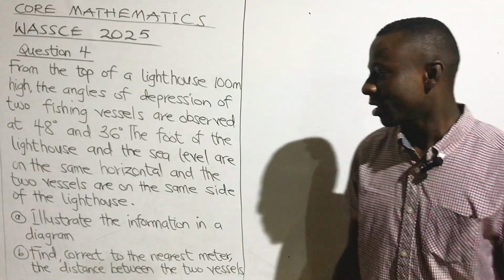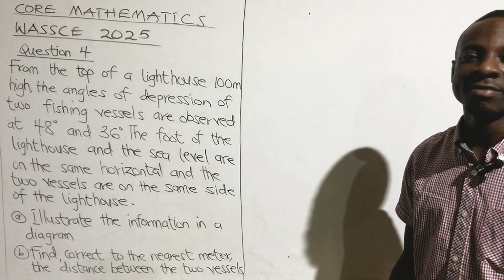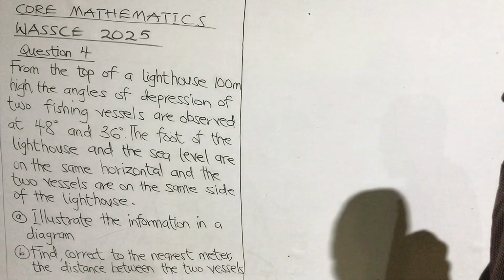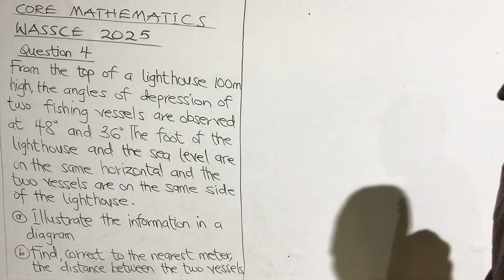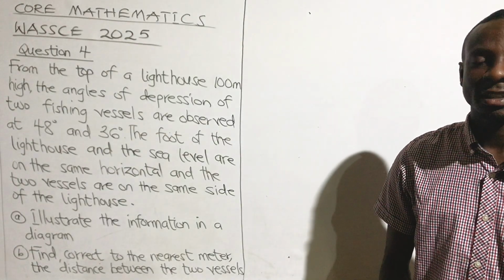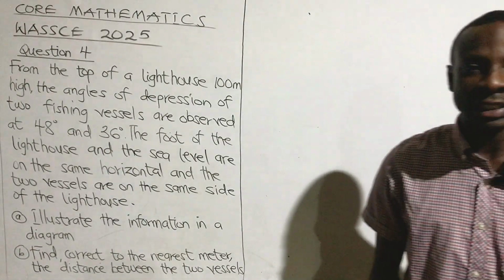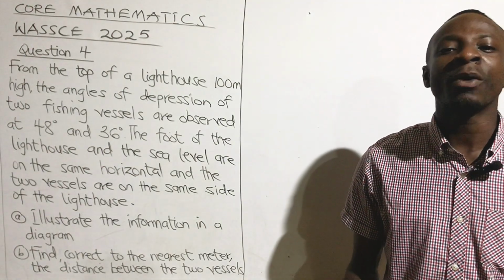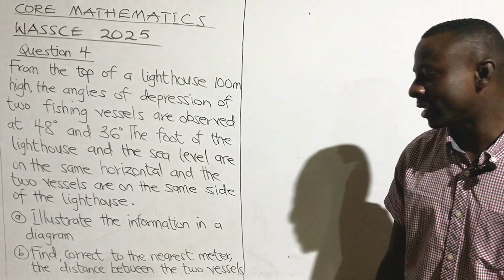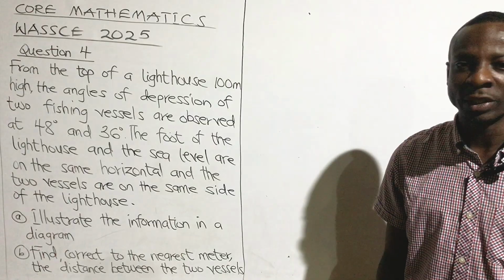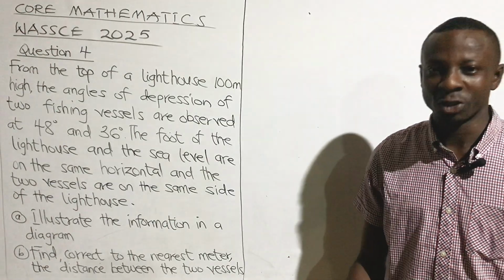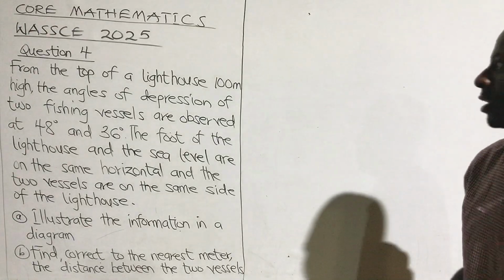Question A. Illustrate the information in a diagram. Then find, correct to the nearest meter, the distance between the two vessels. So we are going to present it on the board. Look at how the sketch looks, and then continue by getting the distance between the two vessels. So my amazing viewers, join me on the board as we begin.